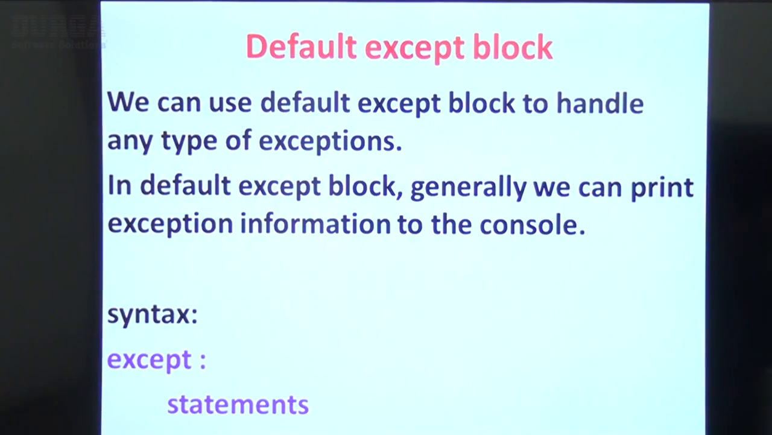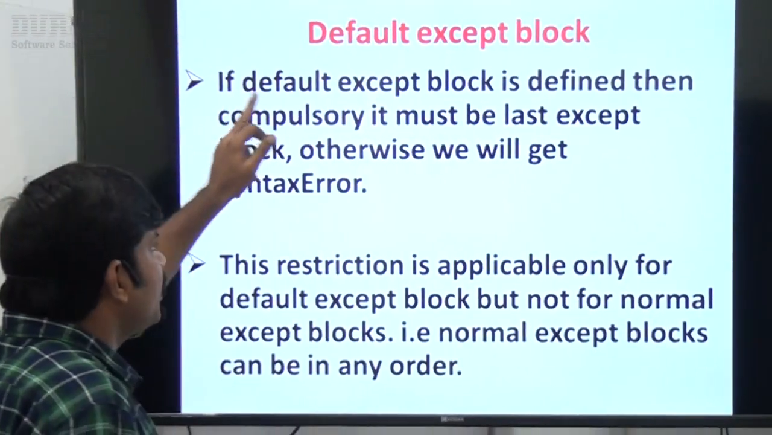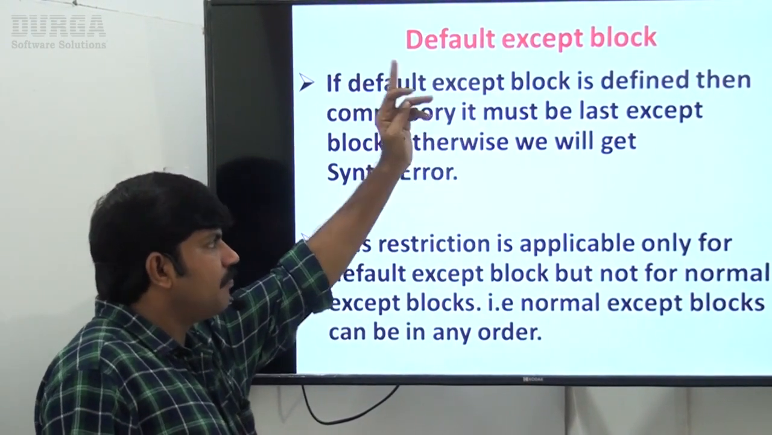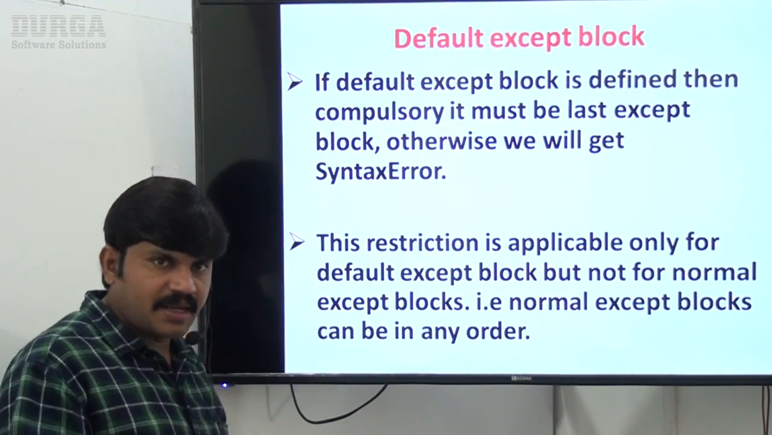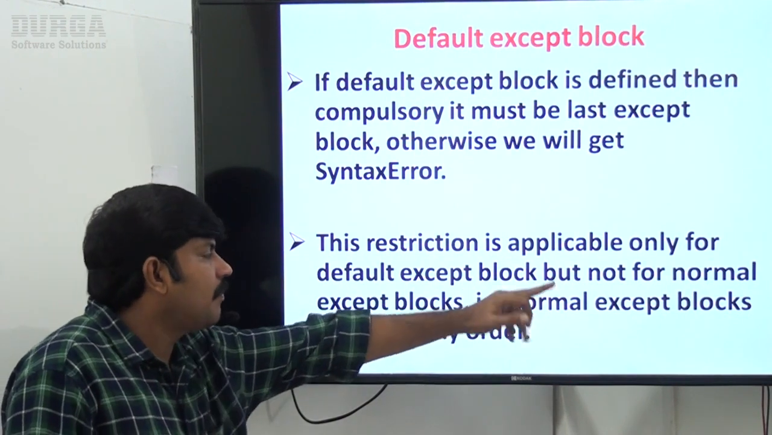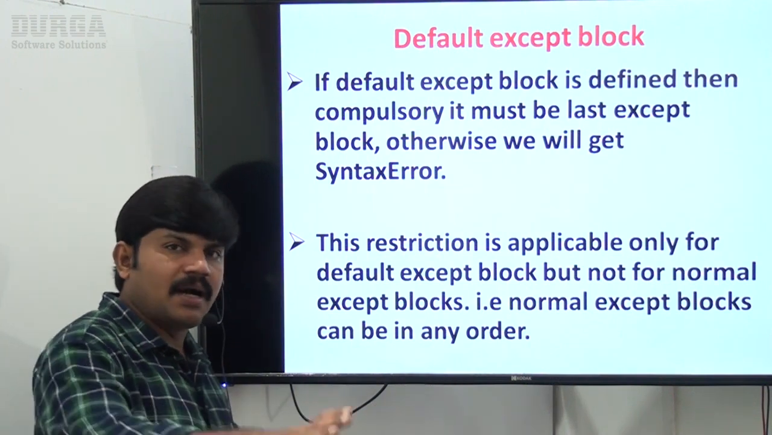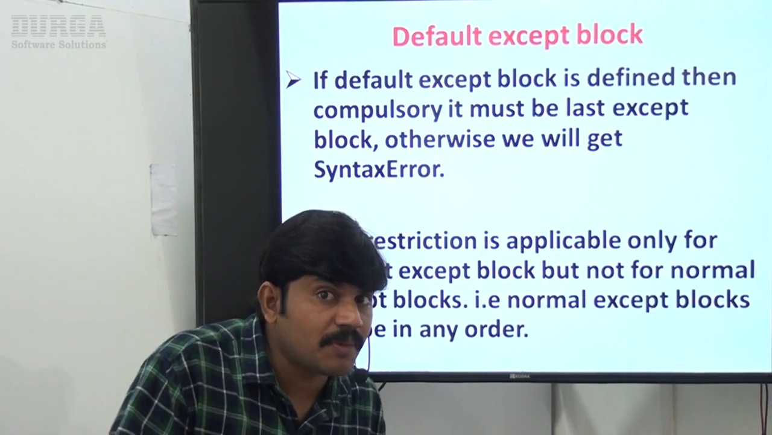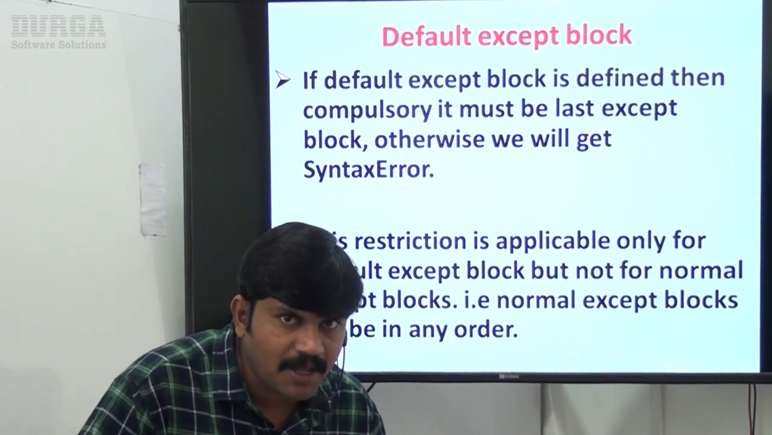So what is a default except block? What is the syntax? Next, can you please observe this point? If a default except block is defined, then compulsorily it must be the last except block, otherwise we will get a syntax error. Clear, right? Next, this restriction is applicable only for the default except block but not for normal except blocks. That is, normal except blocks can be in any order, no problem. You can take any order, but the Python virtual machine always gives precedence from top to bottom. Is it clear for all of you?